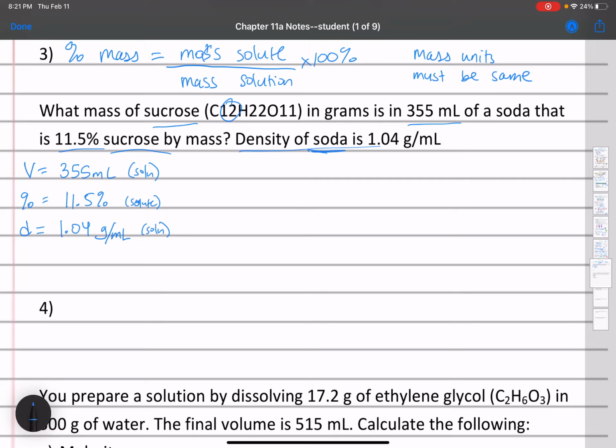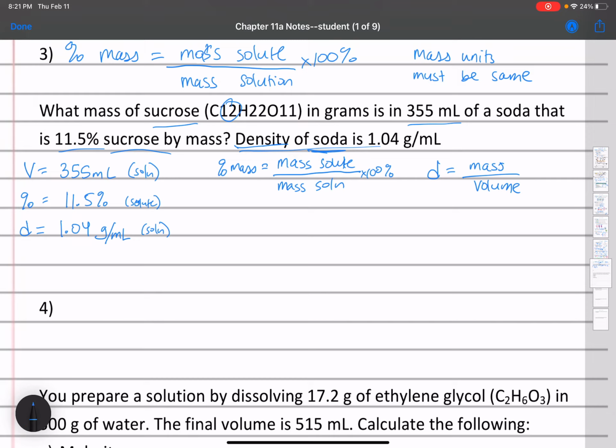Now I'm going to write out some formulas I might need. So I can write out the formula for percent mass. What does that percent mean? It means that the mass of solute divided by the mass of solution times 100% is 11.5% in this case. And I'm given a density. And what is density? Density is mass over volume.